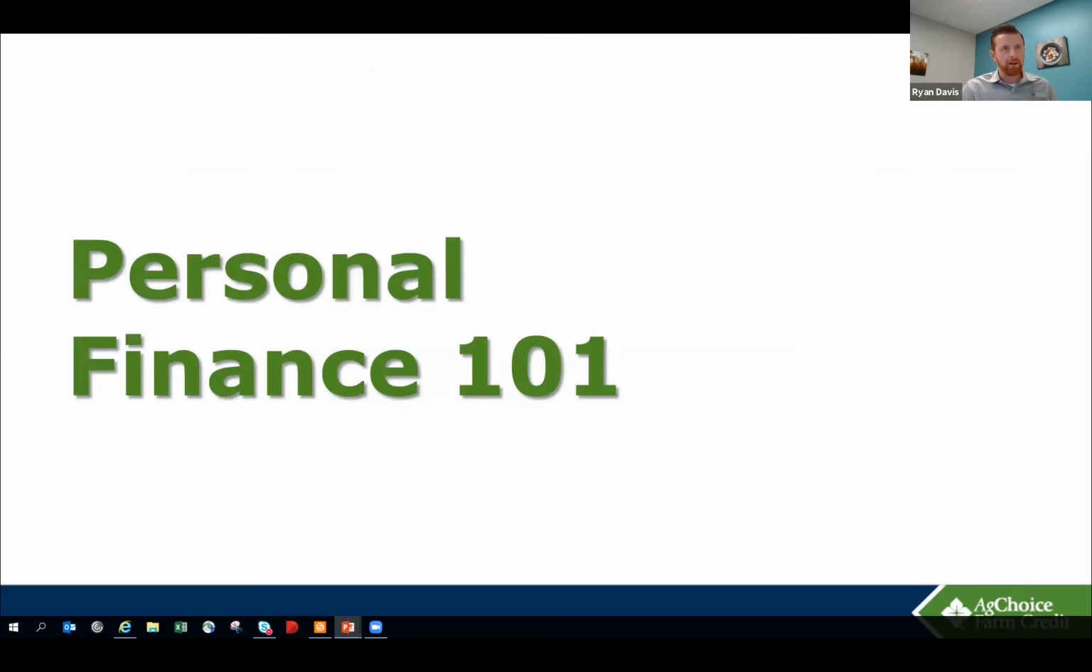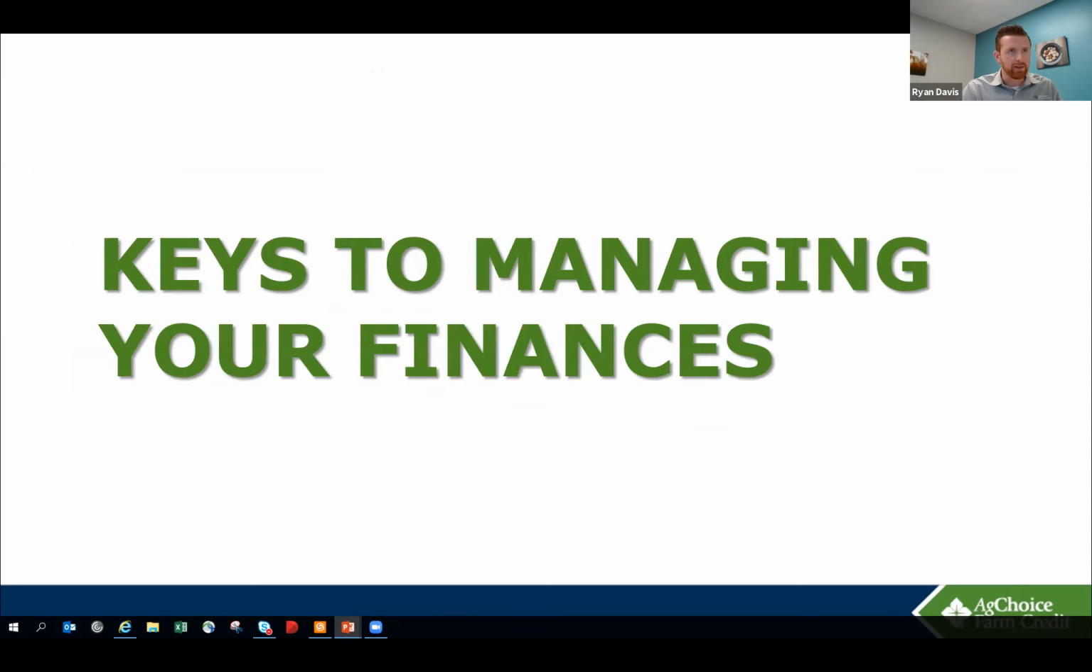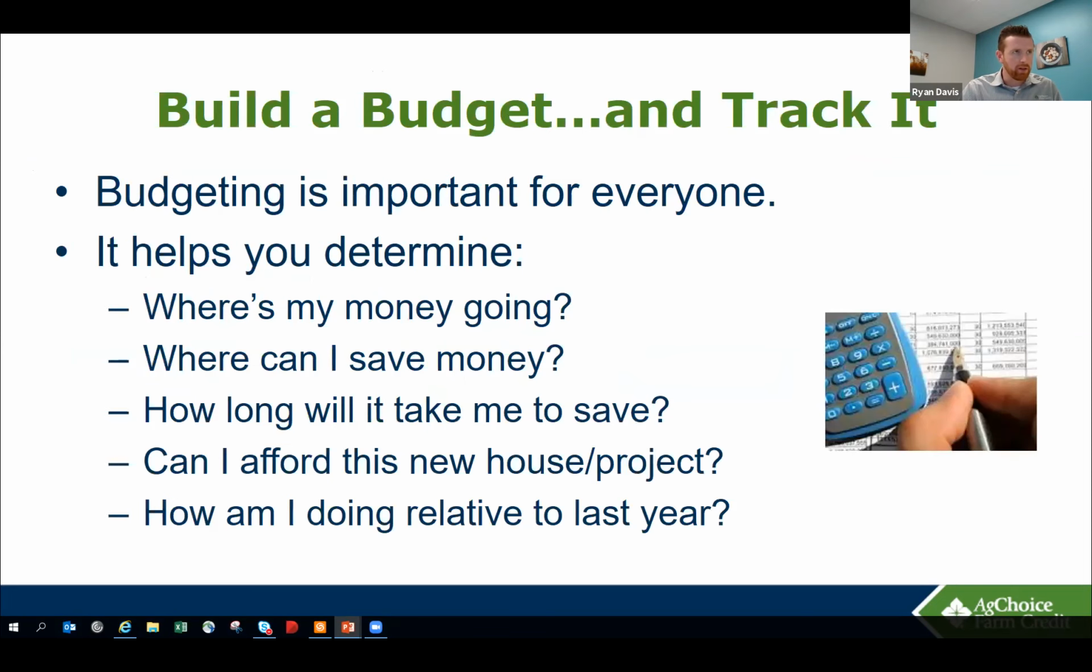So I'll move from there into the Personal Finance 101 section, and just some overall, general guidelines for managing your finances. So the first concept here is the importance of building a budget. Budgeting is important for everyone. It really helps you to determine where your money is going, where you can save money, how long it's going to take you to save.